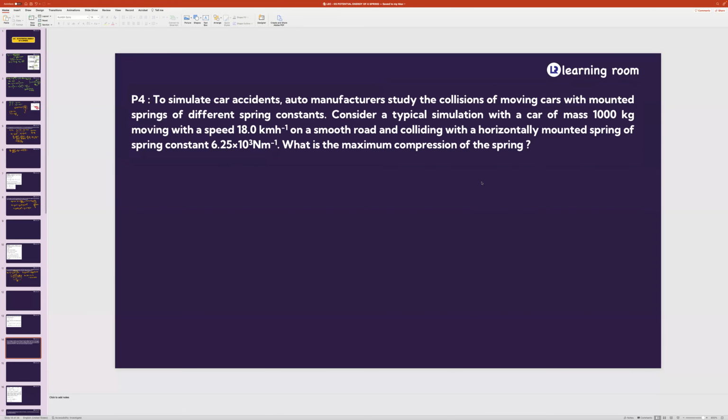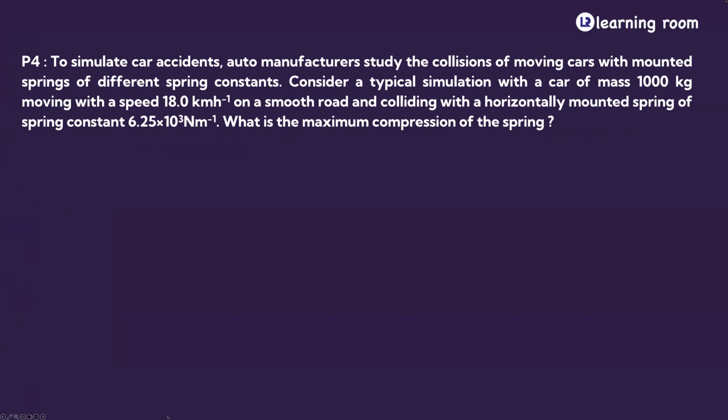Now it makes sense. Read the question. Read it. So to simulate car accidents, auto manufacturers study the collisions of moving cars with the mounted springs of different spring constants. Consider a typical simulation with a car of mass 1000 kilogram moving with a speed of 18 kilometers per hour on a smooth road and colliding with a horizontally mounted spring of spring constant 6.25 into 10 power 3 Newton per meter. What is the maximum compression of the spring?